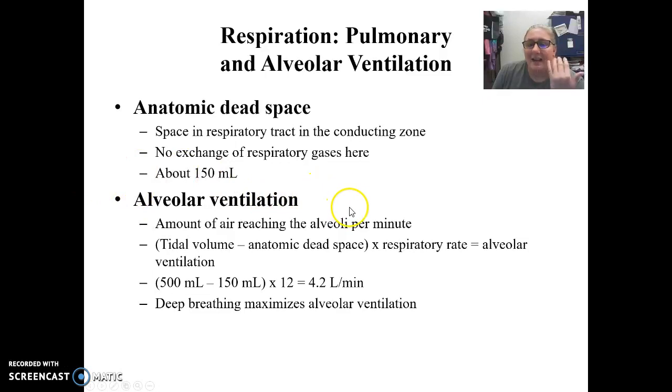But some of that air doesn't actually get to the alveoli. So there's a region in our lungs called the anatomic dead space where gas exchange doesn't occur and the air doesn't actually move into the alveoli. So that's about 150 milliliters of air. So we have to take that away from each of our breaths. So we have 500 milliliters minus the 150 milliliters of anatomic dead space. And then multiply that by 12, and we get about 4.2 liters of air moved per minute. The deeper we breathe, the more air we will move.